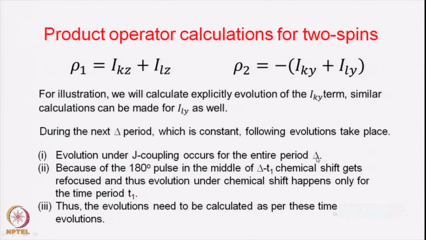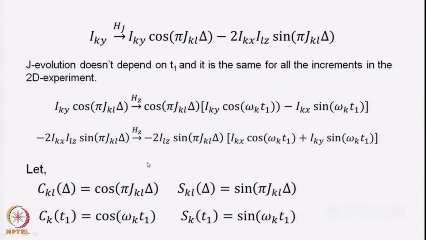The spin echo does not have any influence on that, because it continues to evolve, except it will have some implications for the line weights. The 180 degree pulse in the middle of the delta minus T1 period refocuses the chemical shift. Thus, evolution under chemical shift happens only for the time period T1. Thus, the evolutions need to be calculated as per these time evolutions.